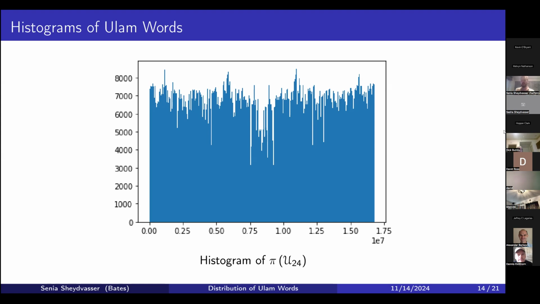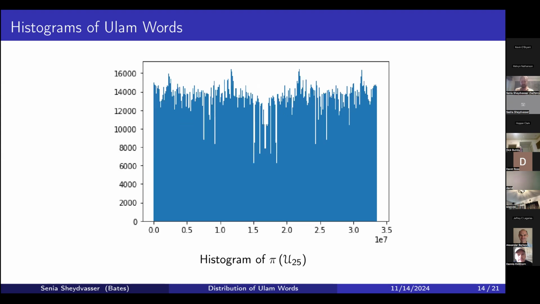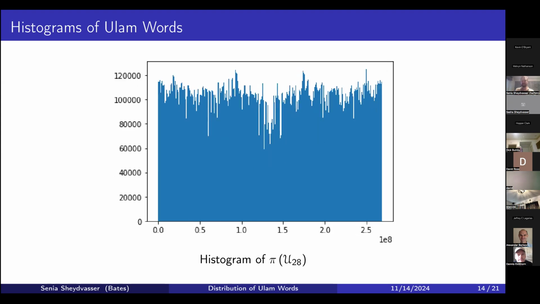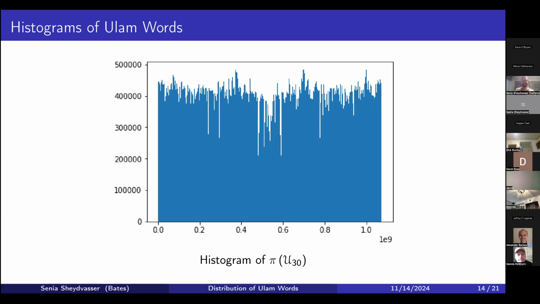Well, you might say maybe this is just noise that reduces as we make our words longer and longer. I don't think so, because here's the picture for words of length 25, 26, 27, 28, 29, and 30. It seems very stable. There are some very small changes here, but it looks like it's converging to some distribution, but that distribution is not the uniform.